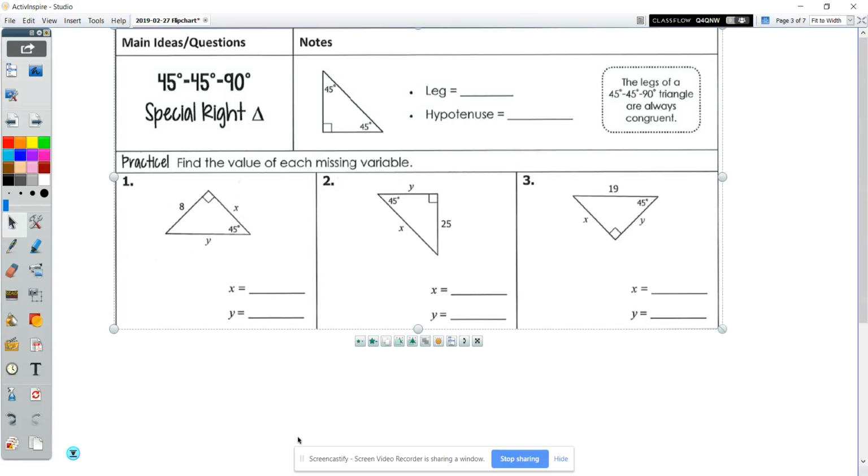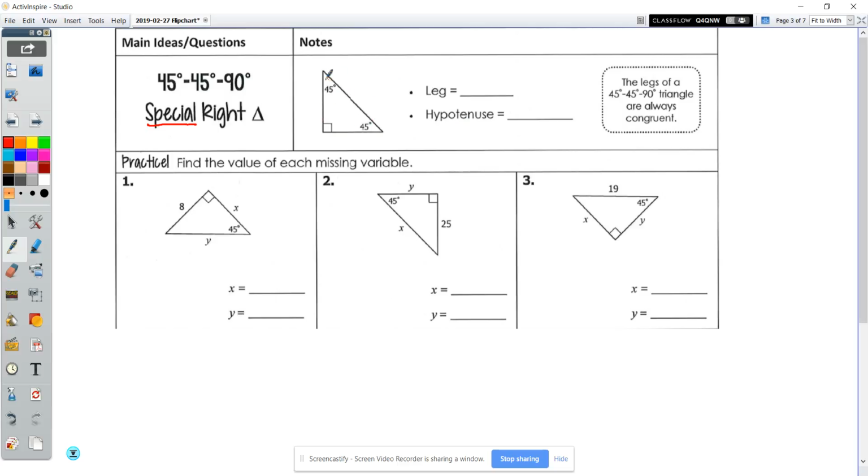Mr. Harmless here, and we're going to talk about the 45-45-90 special right triangle. And it is special. It's unique. What I'm going to show you today only works with a triangle that has 45 degrees and a 90-degree angle. It only works for this particular type of triangle. That's why we call it a special right triangle.